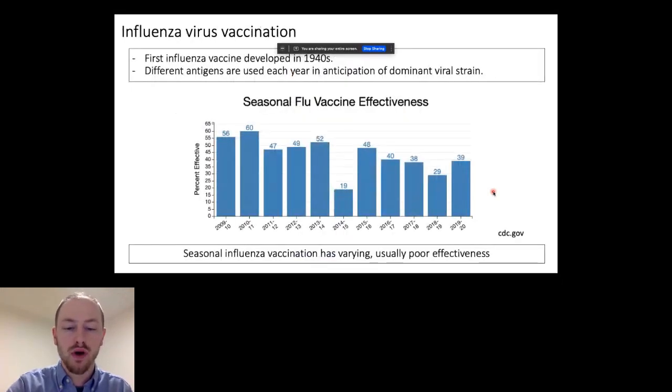And this brings us to one of the most challenging viruses to vaccinate against, which is seasonal influenza. So the most important public health tool we have for controlling seasonal influenza epidemics is vaccination. However, seasonal influenza vaccination generally has poor or varying effectiveness ranging from 20 to 60% in different years.